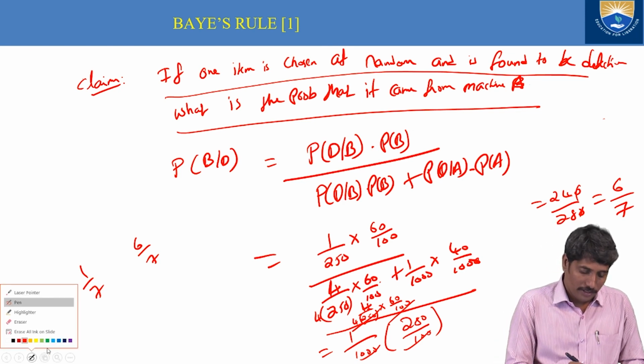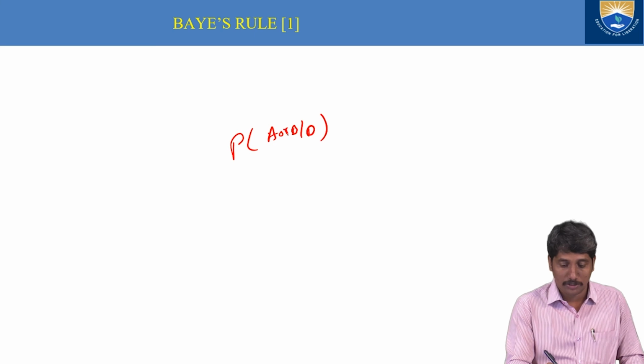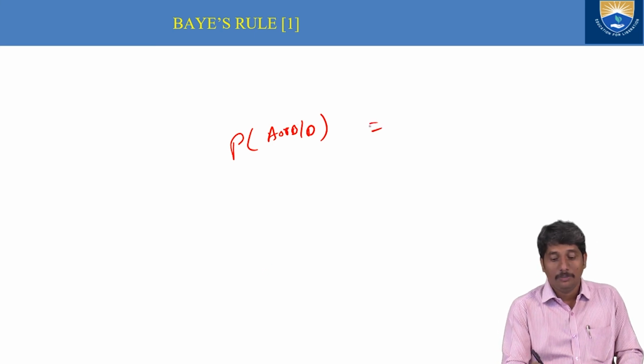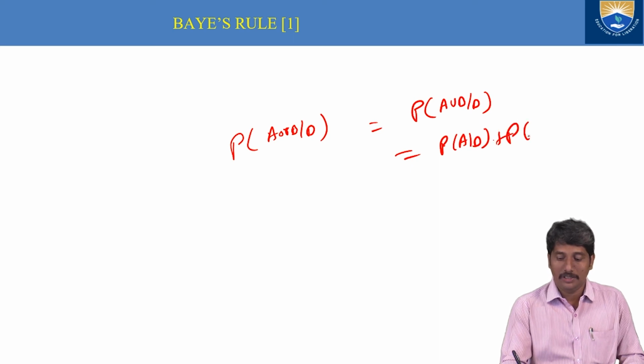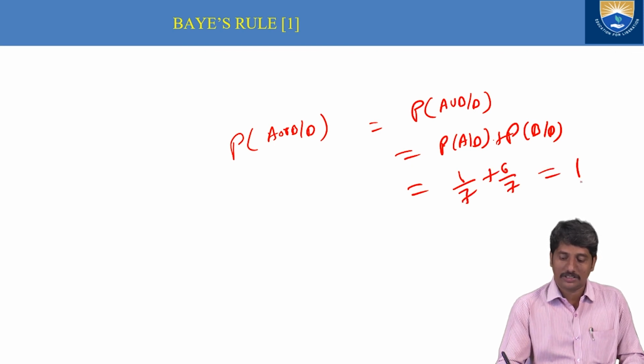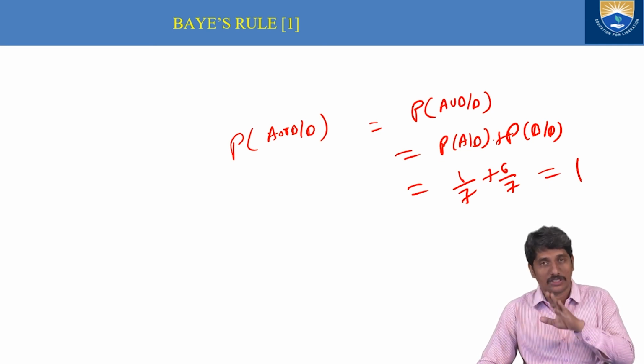And finally, he has asked what is the probability of A or B given D. That is, if you pick up a defective bolt, what is the probability that it is manufactured either by A or B? Because A and B are mutually exclusive, this becomes A union B given D. By using axiom 3, the mutually exclusive union axiom, it becomes P of A given D plus P of B given D. We just now calculated that this is 1 by 7 and this is 6 by 7, and hence the probability will be exactly 1, because only two machines are there. The defective bolt must come from either A or B. That is certainty.